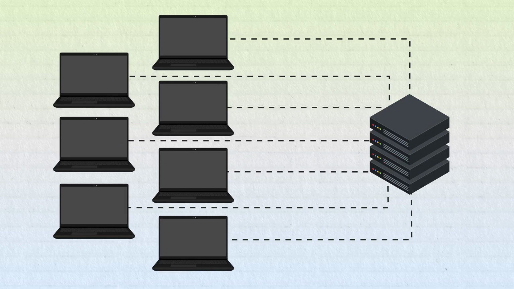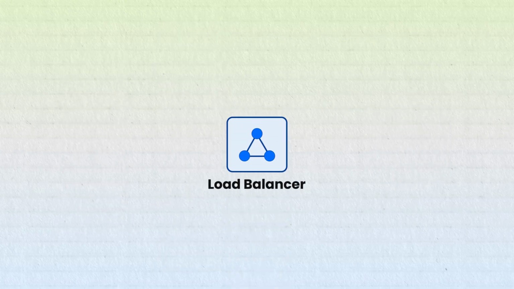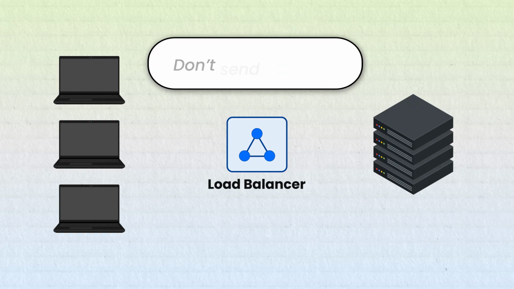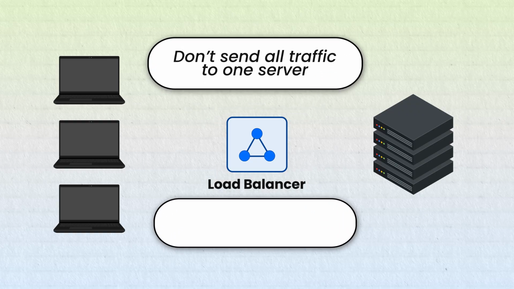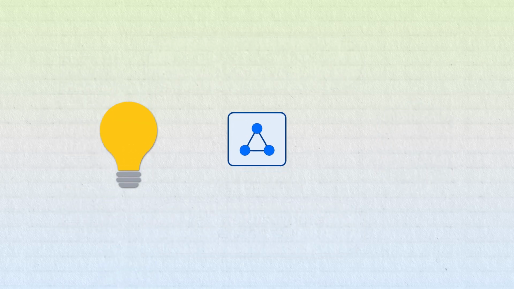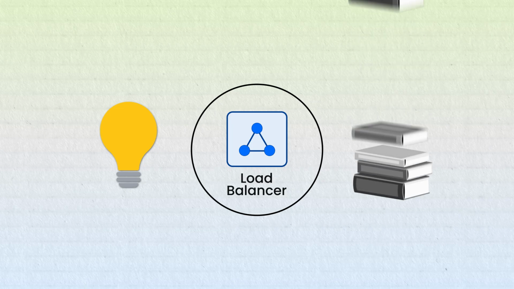every single request is hitting the same server. That's where a load balancer comes in. It is the thing that stands in front of your backend and says, don't send all traffic to one server, let me distribute it smartly. In this video, I will explain load balancer using real backend example without boring theory.